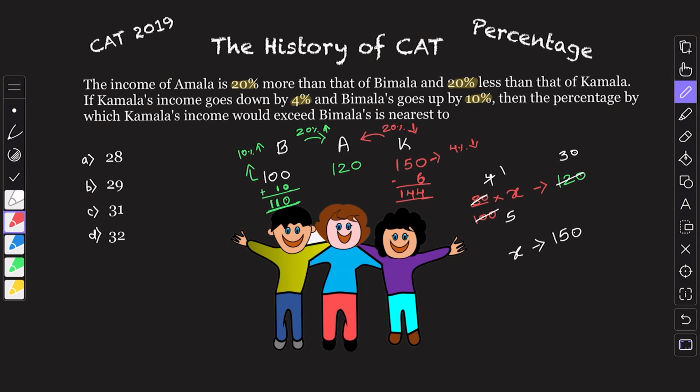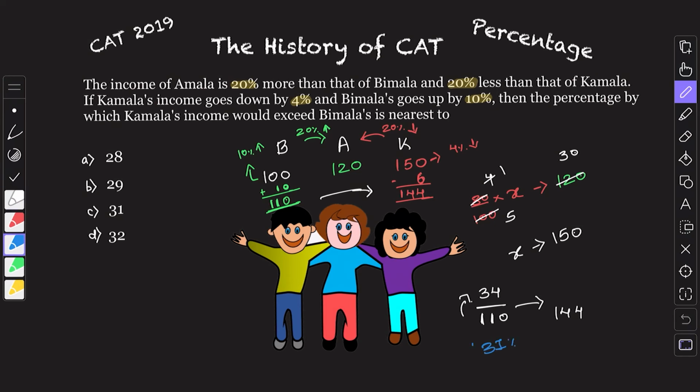What is being asked? You are supposed to compare the new income of Bimla with the new income of Kamla. The percentage by which Kamla's income would exceed Bimla's income is nearest to. So Bimla's income is 110, Kamla's income is 144. Percentage by which it is exceeding is what? 34. 34 is what you will add to this to get to 144, right? 34 is now what percent of 110 is your question. So 34 is what percent of this? Approximately you can say it is equal to 31%.